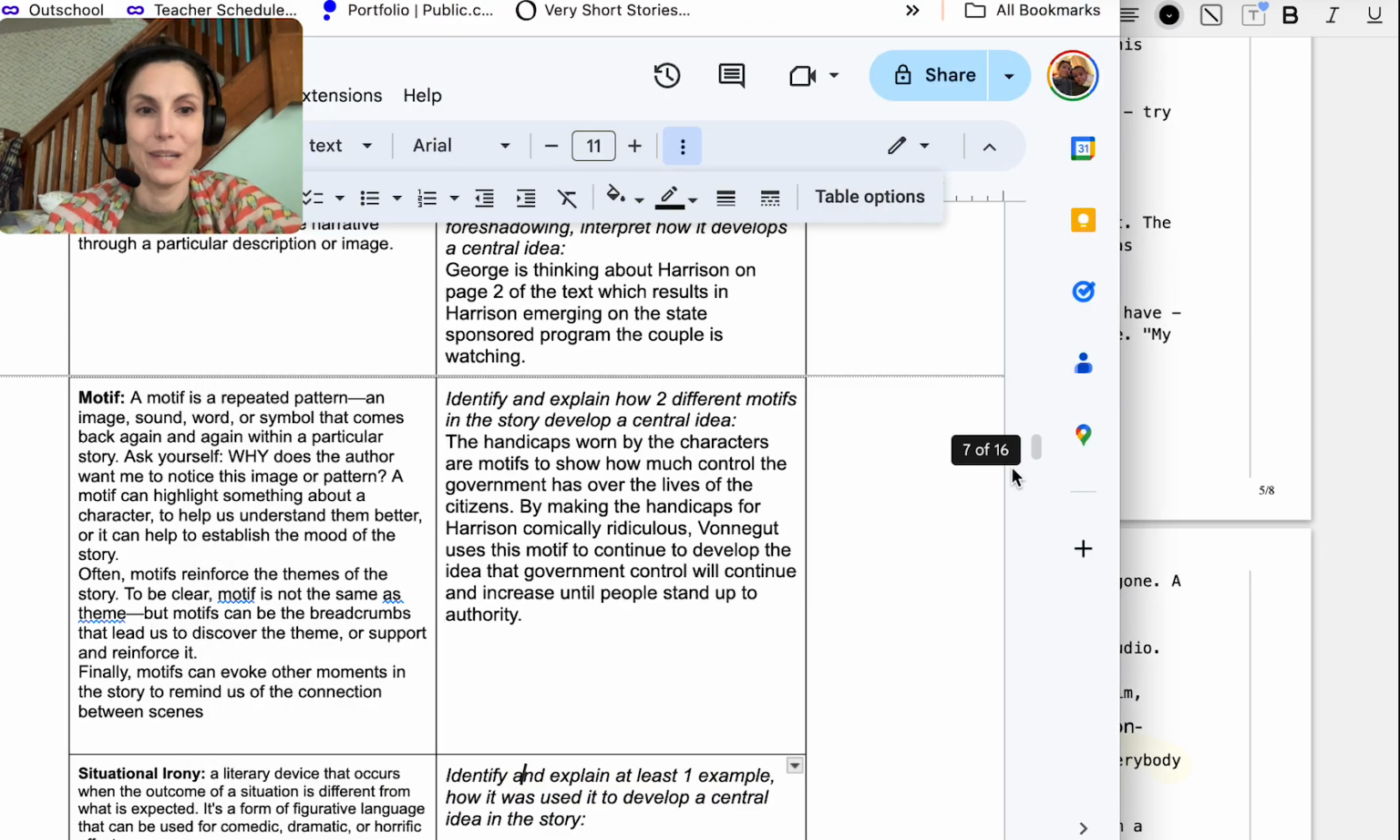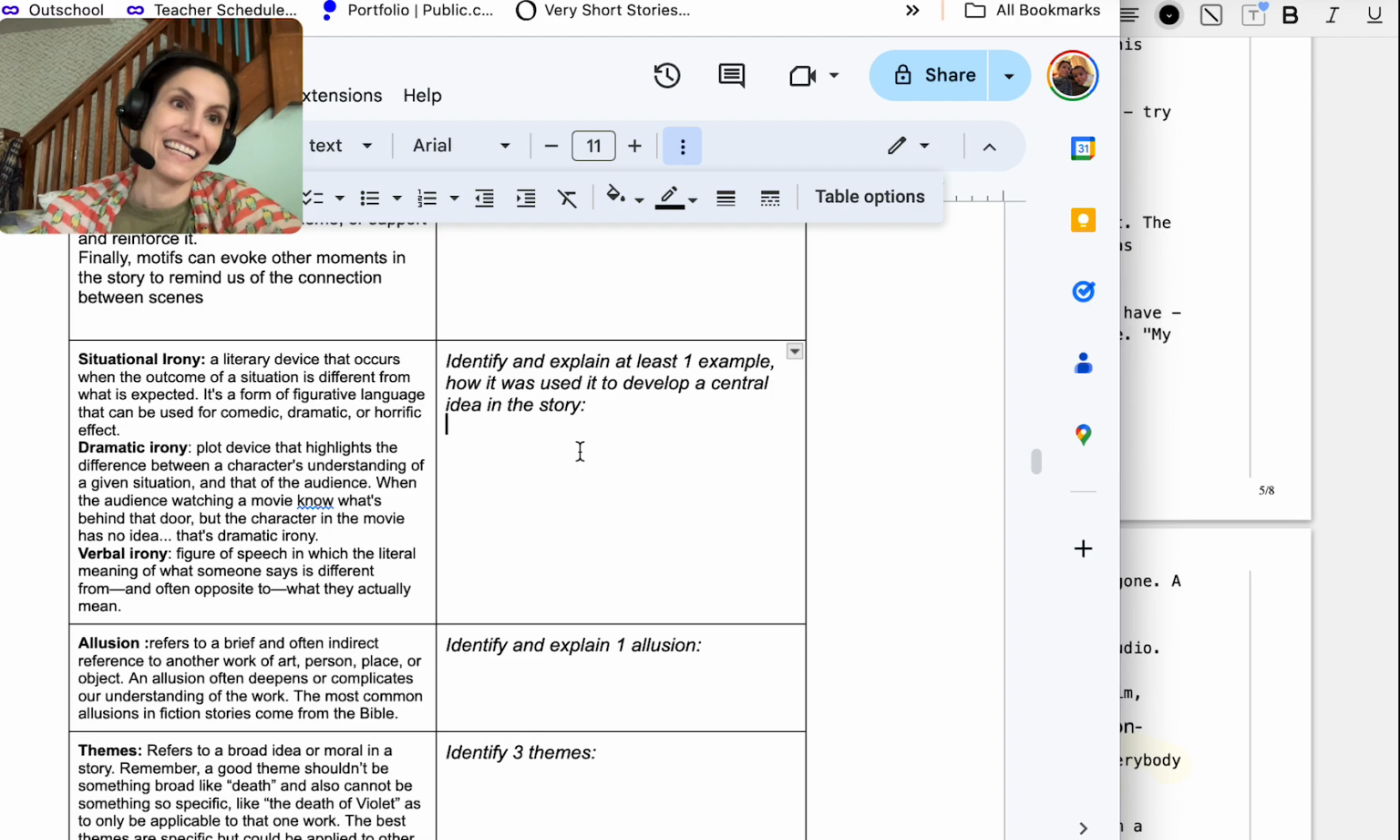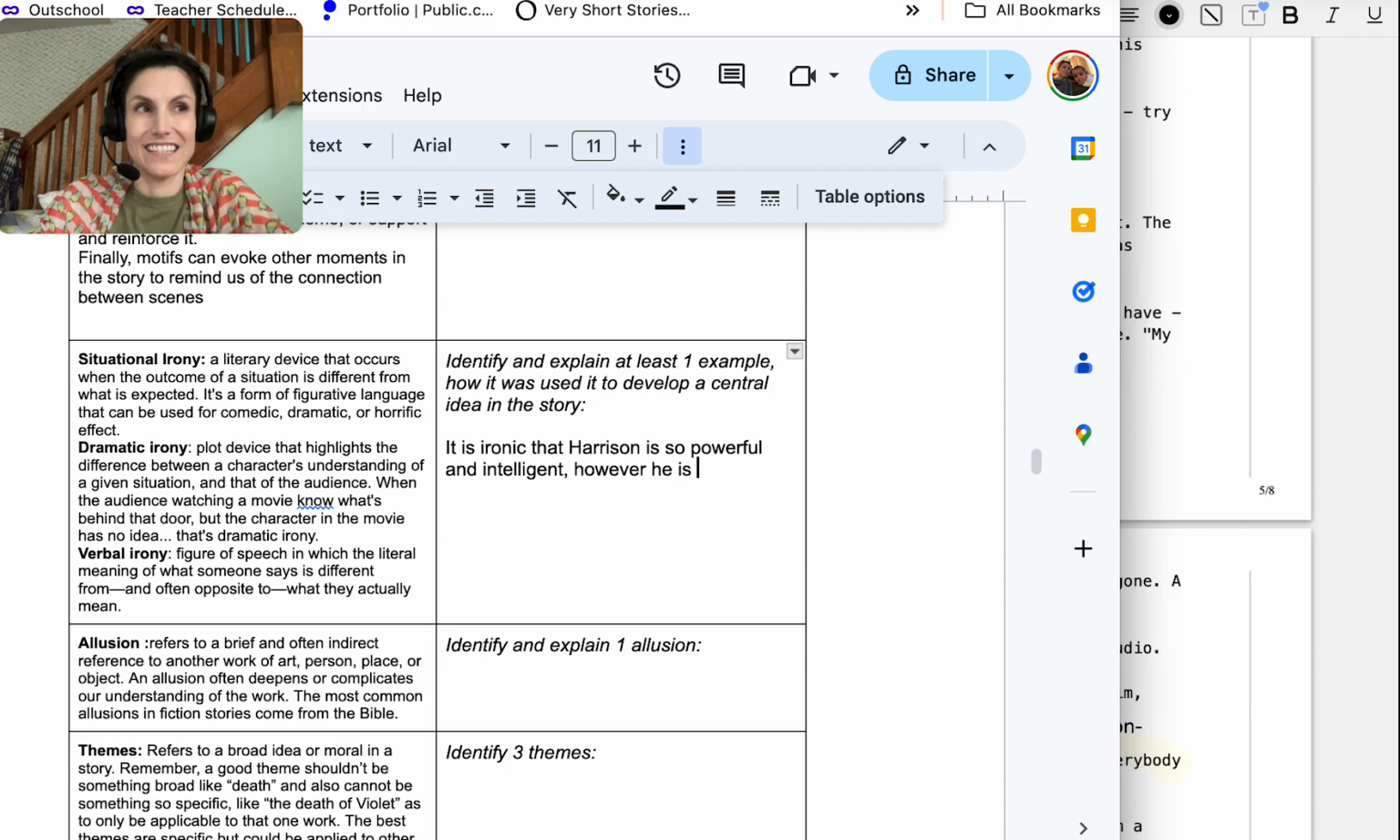All right. And then we can have here our irony. It's ironic that we could say Harrison's demise is ironic because he was so strong and powerful and he was calling everyone to action. But in the end, he is immediately taken out by the handicapper general. So you could say it is ironic that Harrison is so powerful and intelligent. However, he is immediately killed by a government, by a handicapper general, HG handicapper general. And then you could also say it's ironic that George and Hazel aren't even going to know that this happened to them or their son.